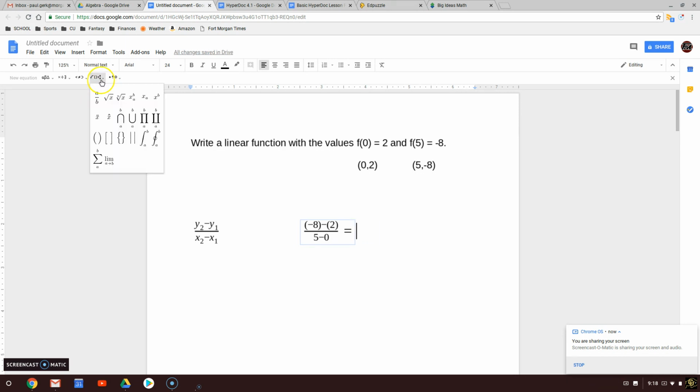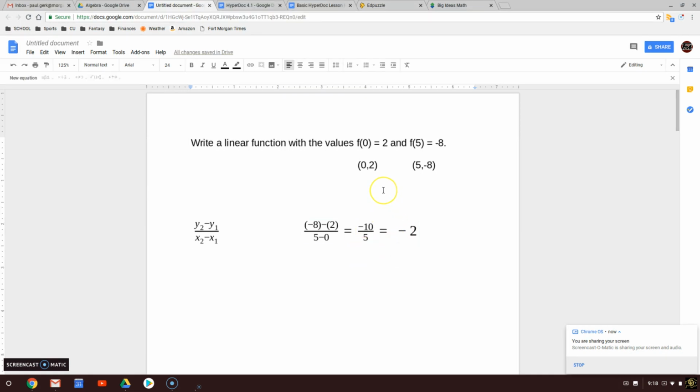-10 over 5. We'll simplify that, and that gives me a -2 for our slope. All right, so our slope in this situation is -2.